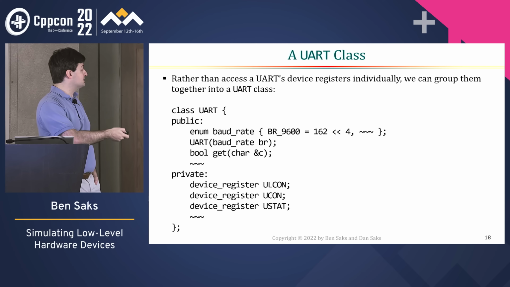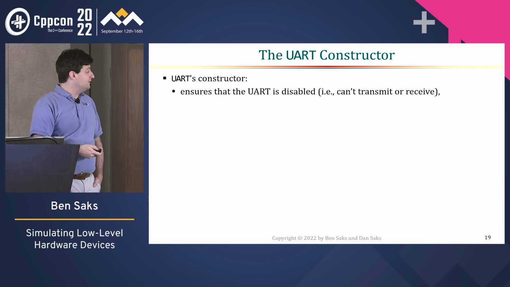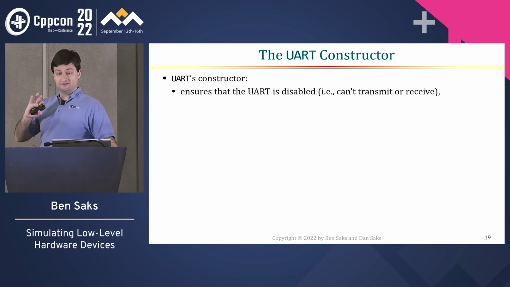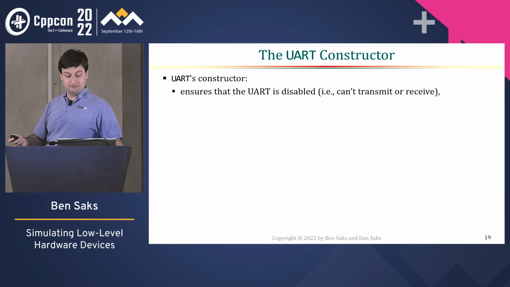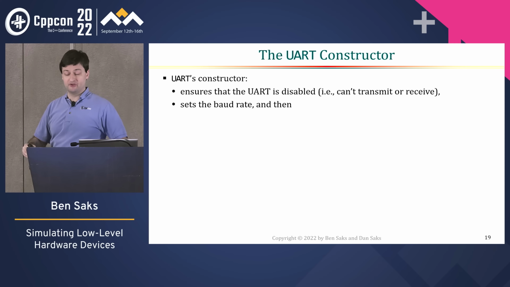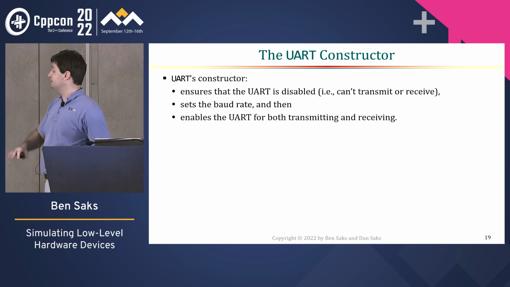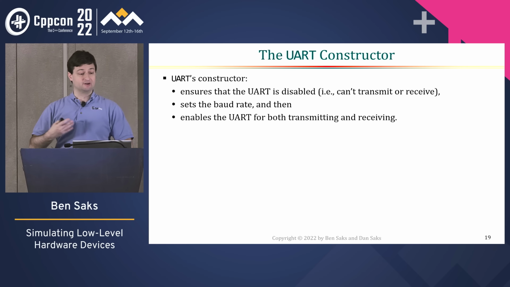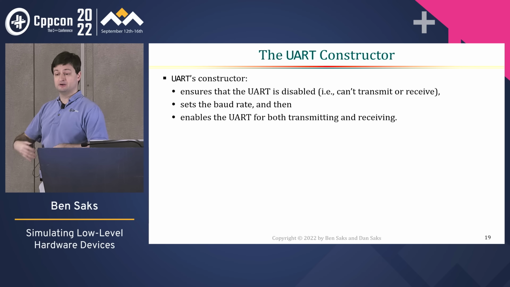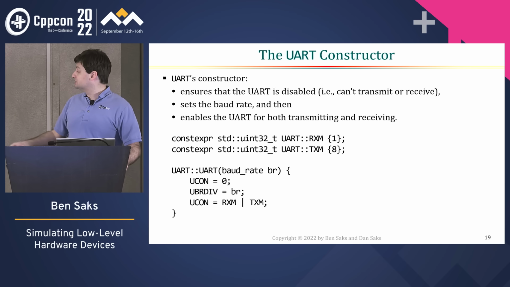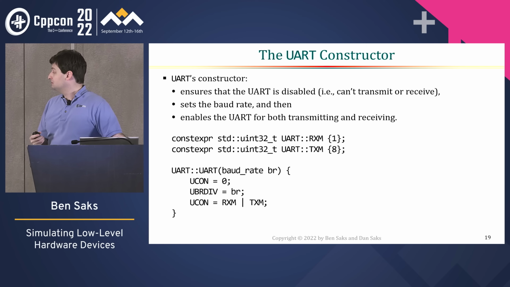So to dive into this in a little bit more detail, the UART's constructor has 3 steps. It first disables the UART. It sets the baud rate to whatever the user specified, and then it goes ahead and re-enables the UART. Here I've set it to enable both transmitting and receiving, although we're really only going to be talking about receiving in this talk. So the code looks something like this.